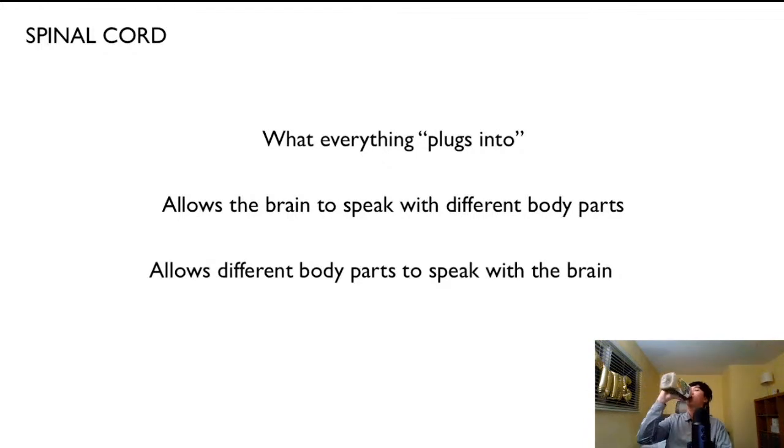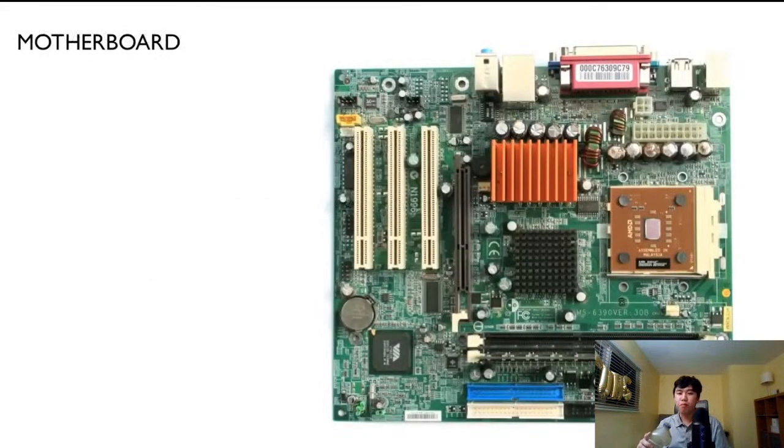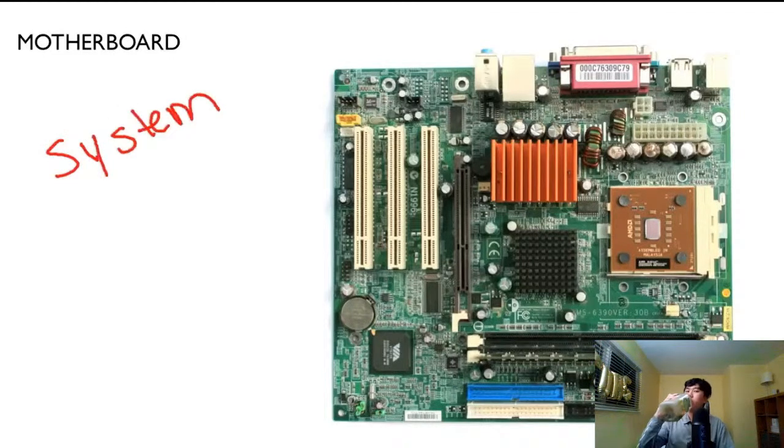And this spinal cord is very much like, in computers, what we call a motherboard, or a system board. And this system board allows you to plug in everything. You have expansion slots, which we'll talk about, and RAM slots here, and spots to plug in all your storage devices, and all sorts of little chips that allow everything to talk to one another. And so, in many ways, your spinal cord is very much like this motherboard.